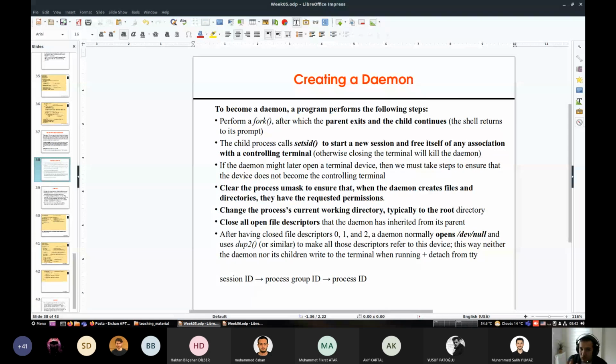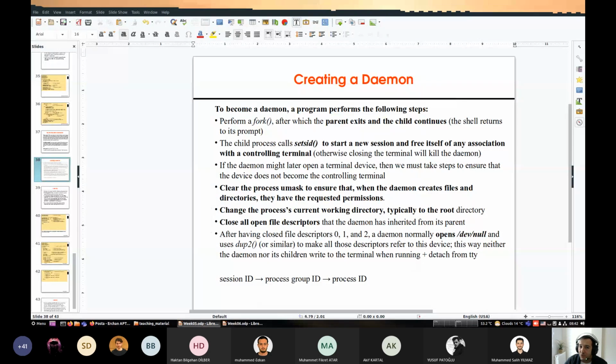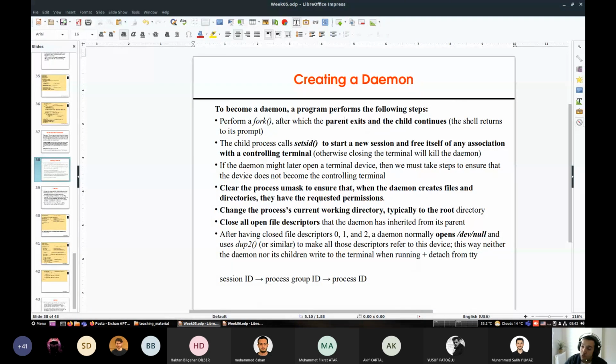So in general, long story short, here we have a list of items that need to be carried out in order to start the daemon safely. Long story short, the things that need to be done to become a daemon, one, you need to, of course, perform a fork. Naturally, all the processes need to be started after a fork. But after a fork, the parent usually exits. So whoever created the daemon, the parent, usually exits, and the child continues. So that means the shell will return to its prompt.